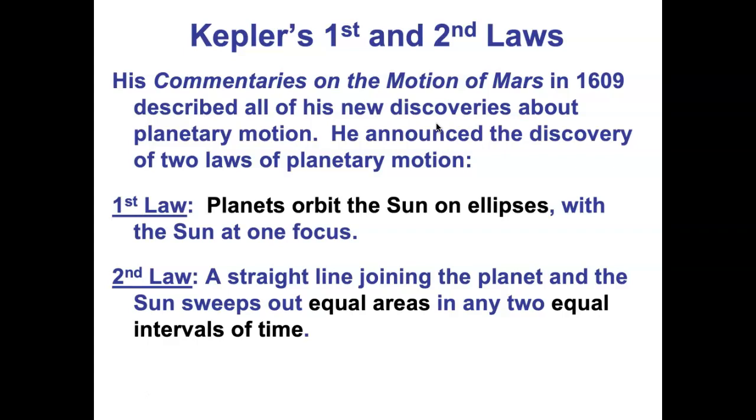Kepler's first law is that the orbits of the planets are ellipses, specifically with the sun at one focus. What does that mean? We'll unpack that in a second. Kepler's second law says that if you draw a line between a planet and the sun, that line will sweep out equal areas in space during equal intervals of time. Okay, this is what I mean by convoluted. Let's unpack this here, though.